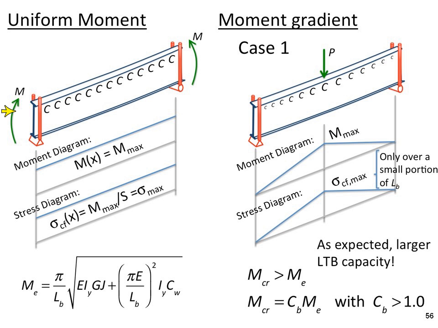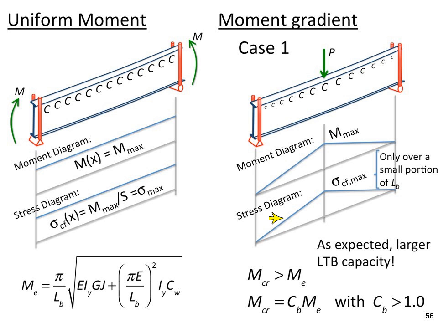So here I am showing you the uniform bending moment case. Like I said, the moment diagram is constant along the length. It's maximum everywhere, and the compression flange is at its maximum stress everywhere. We solved for this early in the presentation and got the elastic bending moment. Over on the right here, I've changed it up. I don't have end moments. I now have a concentrated load in the middle. I get a moment diagram that looks like this, and it's only in this area right here that the flanges are at that maximum stress.